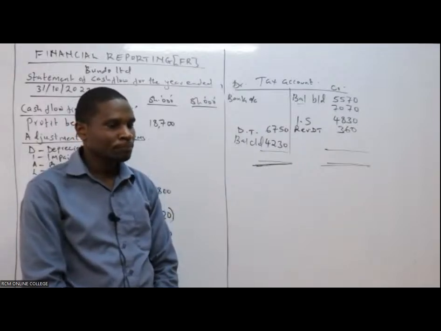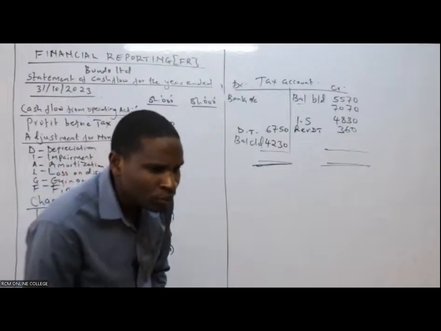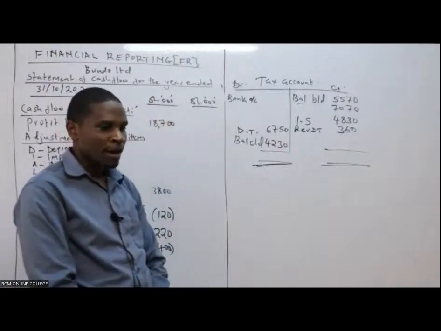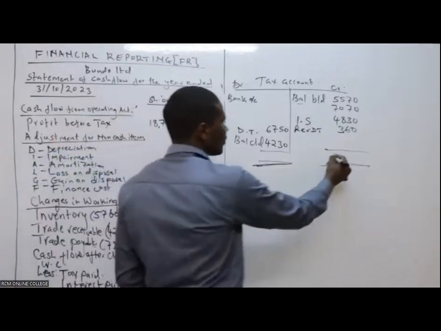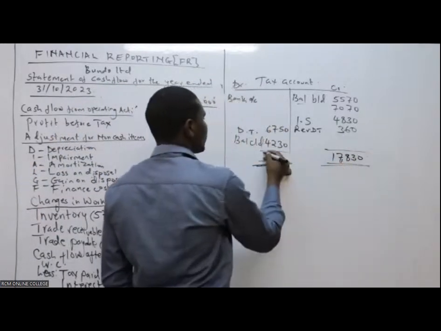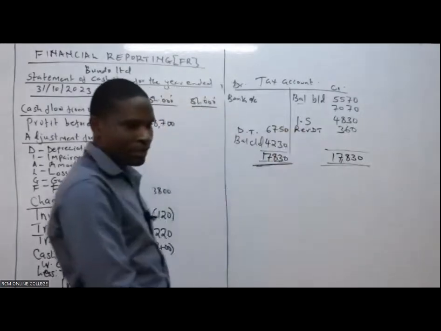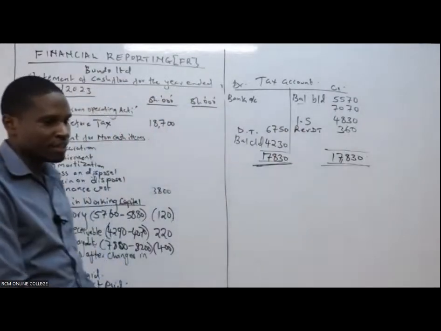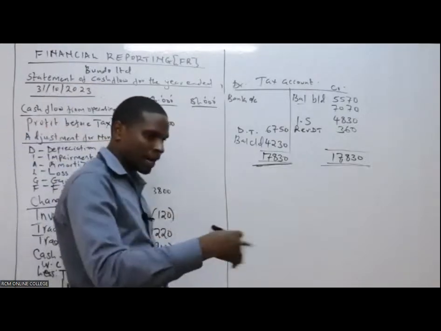What's the total? It is 17,830. Toa hizo mbili tupate what was the tax that was paid. And something which is paid, it is reducing our cash.